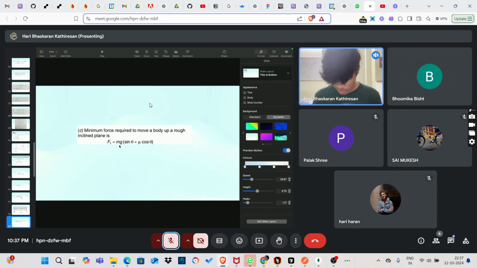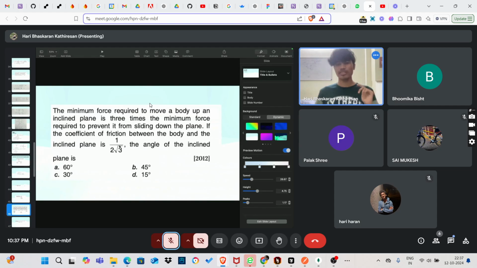So now tell me the equation for the second one. The second one says it is to prevent it from sliding downwards. So now tell me the direction and magnitude of the forces.